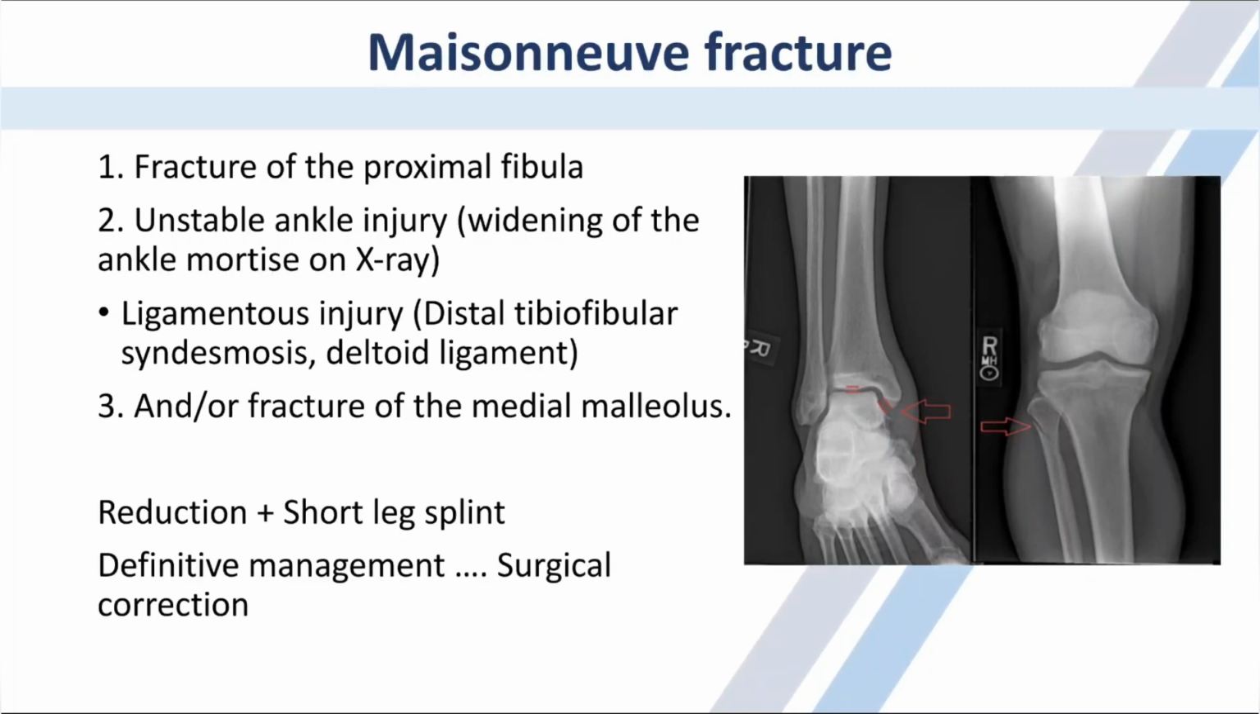Maisonneuve fracture. What is a Maisonneuve fracture? It is a fracture of the proximal fibula. This is one part. Plus an unstable ankle injury, in which there is widening of the mortise of the ankle on the X-ray. So there will be ligamentous injury, the distal tibiofibular syndesmosis.